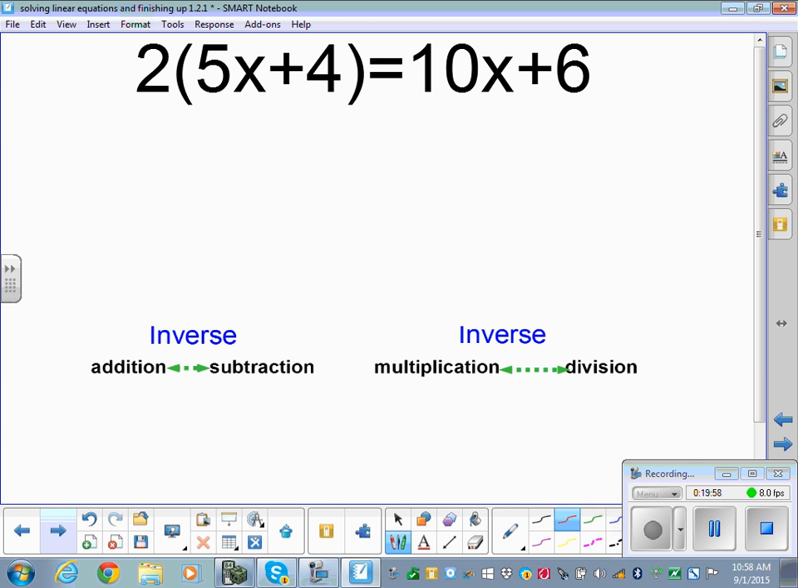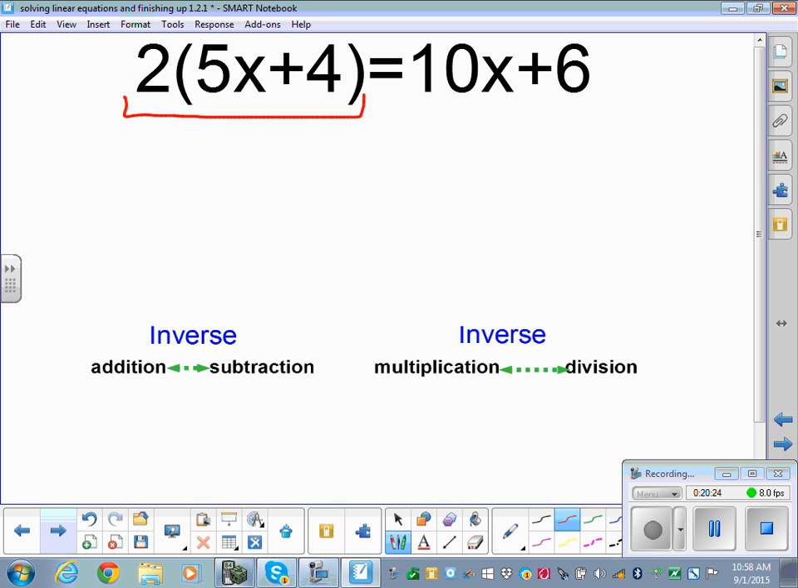2 times (5x plus 4) is equal to 10x plus 6. You're going to have some big juicy things today. Something where you have to simplify the left, simplify the right, combine all like terms, and then start moving things from one side of the equation to the other. So let's focus on the left for a second. Let's simplify that before we start moving things anywhere. Simplify the left, then simplify the right, and then start moving things.